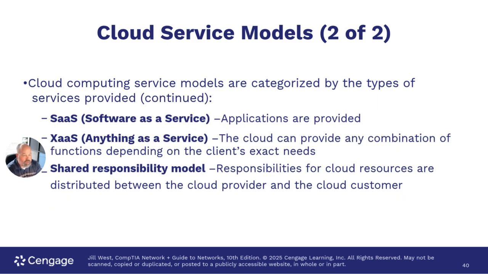Continuing in our apartment analogy, we've got SaaS, which is software as a service. That's like staying in a fully serviced hotel. Everything's provided, and you just show up and use it. And then we have XaaS, which is anything as a service. It's like having a personal concierge who can provide whatever combination of services you need. And the shared responsibility model defines who does what, like splitting chores with roommates, but with clear written agreements so nobody argues about who forgot to take out the digital trash.